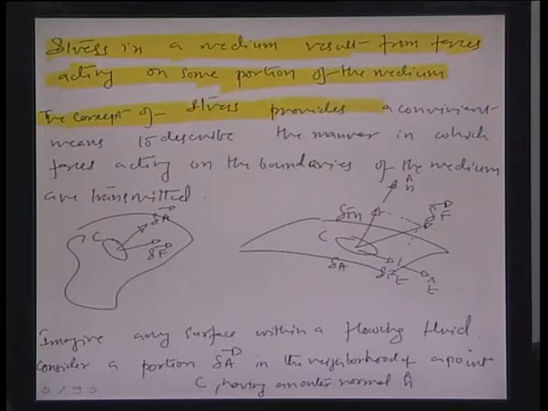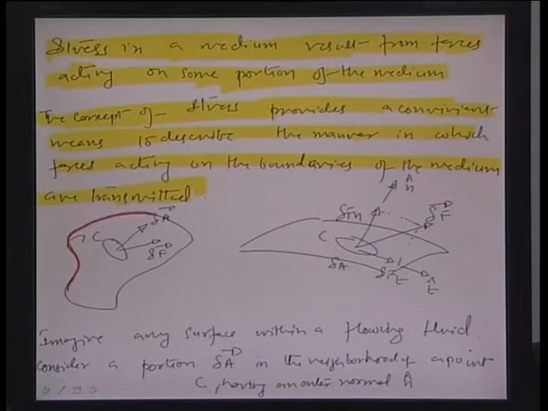The concept of stress provides a convenient means to describe the manner in which forces acting on boundaries of the medium are transmitted. Like, let us say for instance, consider a control volume here, as in this example you can see this is a control volume. Okay. And this control volume is essentially close to, let us say, some point C in space, and we consider a small area delta A which is adjacent to this point C inside this irregular shaped control volume.